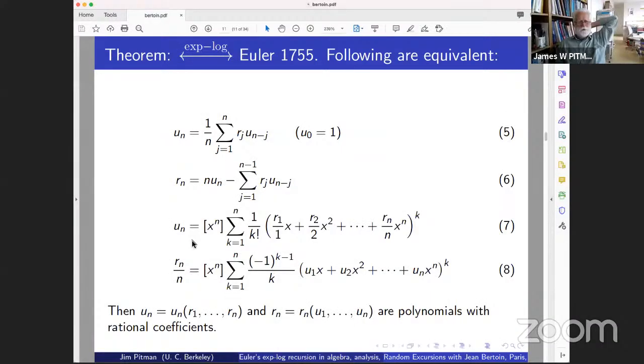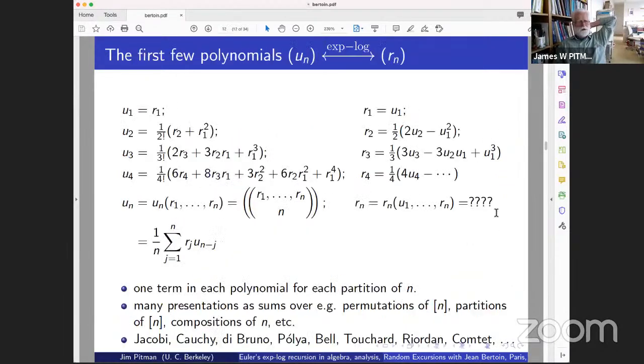for small n, by inspection of what happens for small n's. What is happening here? Yes, so you see quickly, if you look at U4, you can see where you're picking up one term in each polynomial for each partition of n.